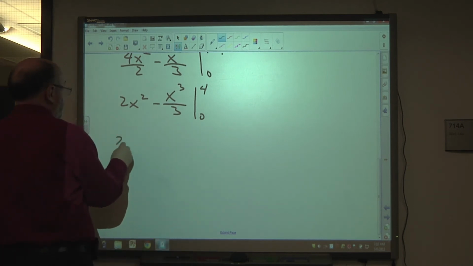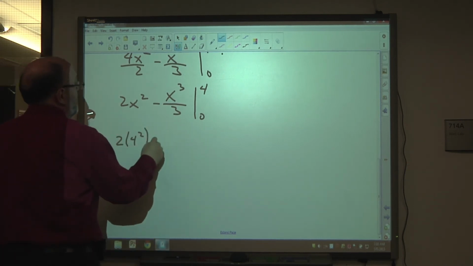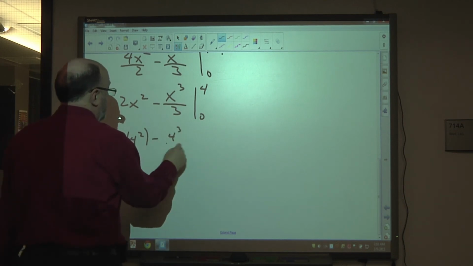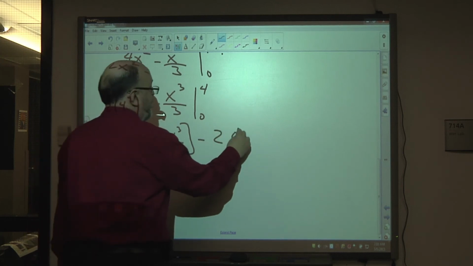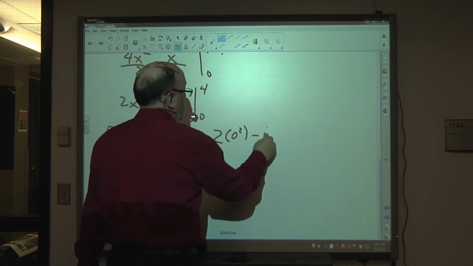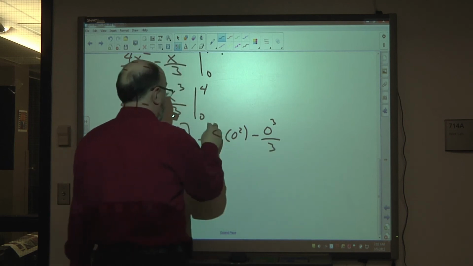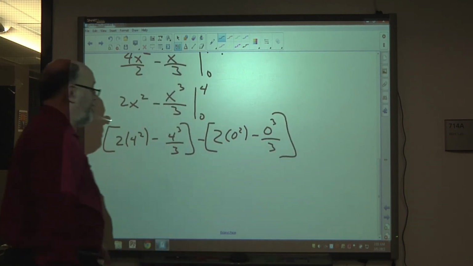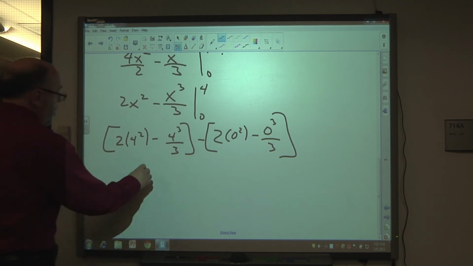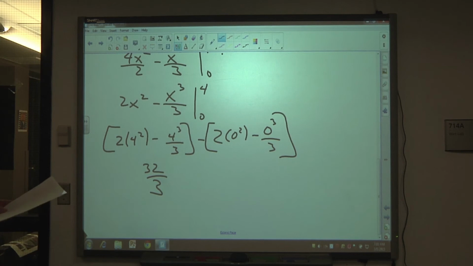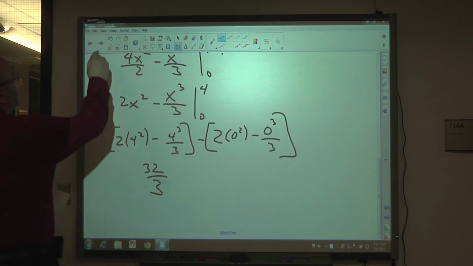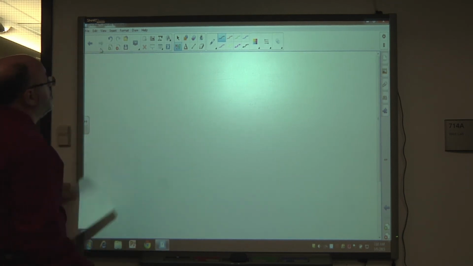So this will be 2 times 4 squared minus 4 cubed over 3 minus 2 times 0 squared minus 0 cubed over 3. Right? And we plug all that in, we end up at 32 over 3. Right? And then one more example, and that is one that looks like this.